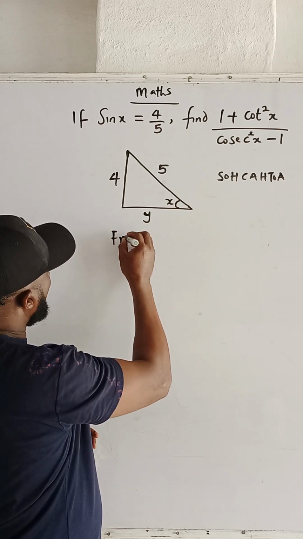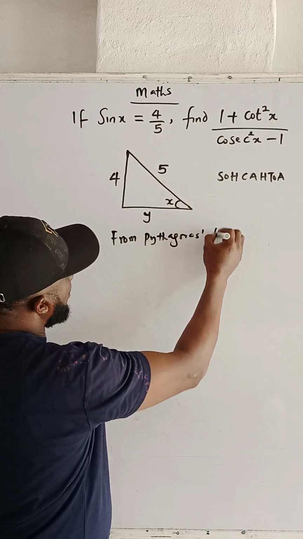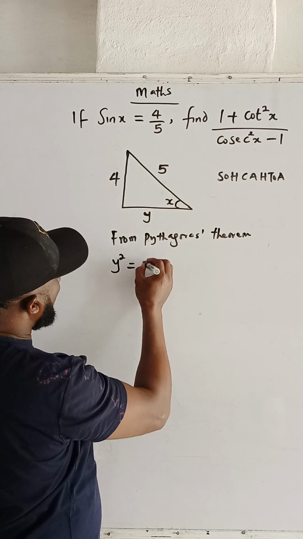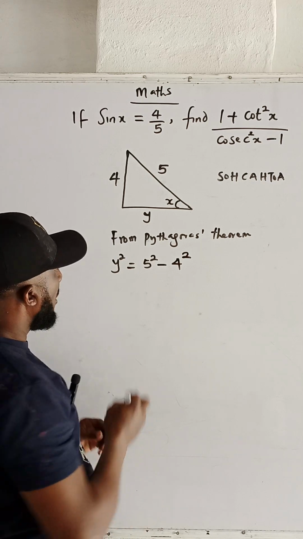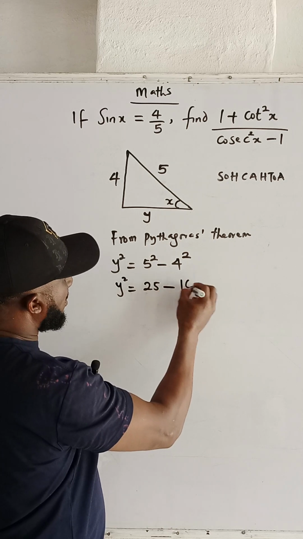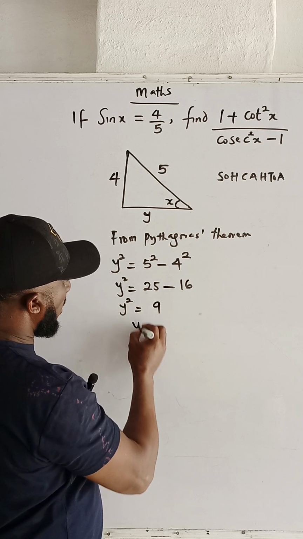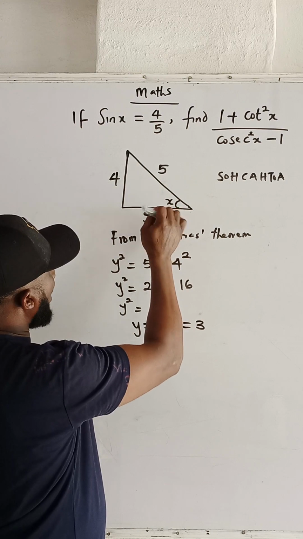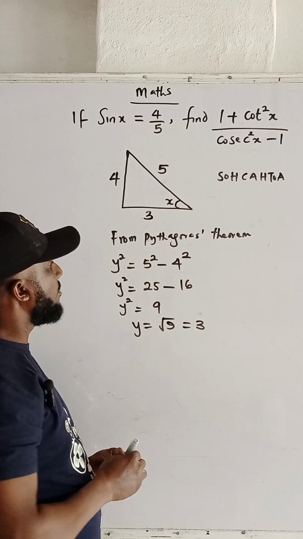So from Pythagoras' theorem, y squared is 5 squared minus 4 squared. Now, 5 squared is 25, 4 squared is 16. So that will give us 9. So y is square root of 9, which is 3. So it means that the adjacent side is actually 3 units.